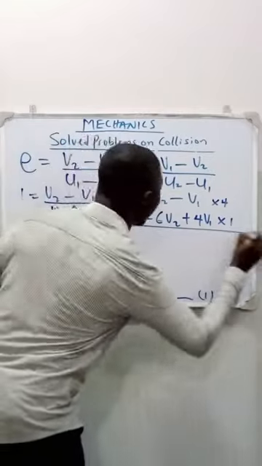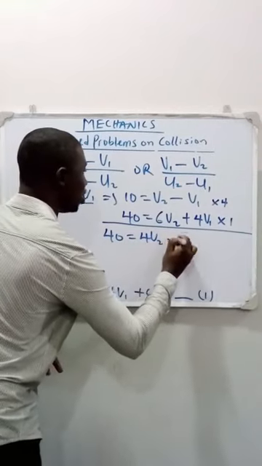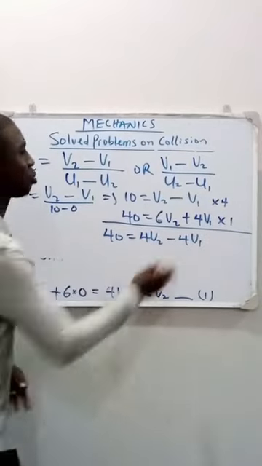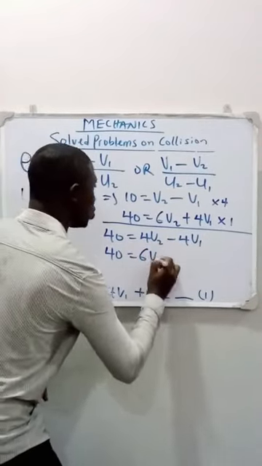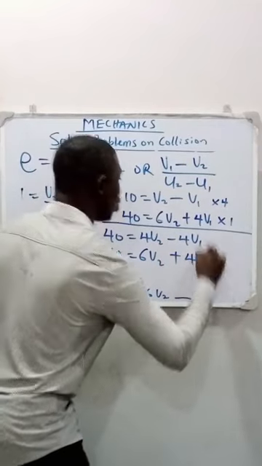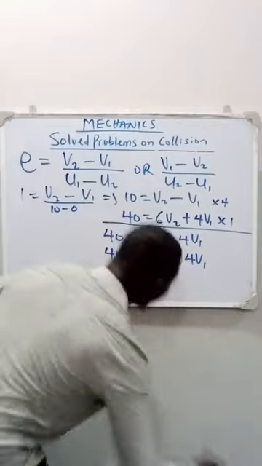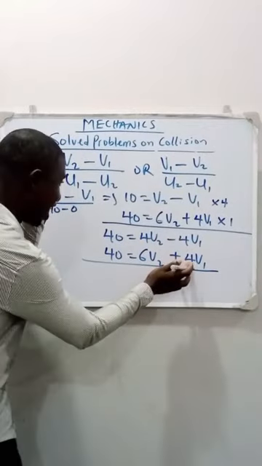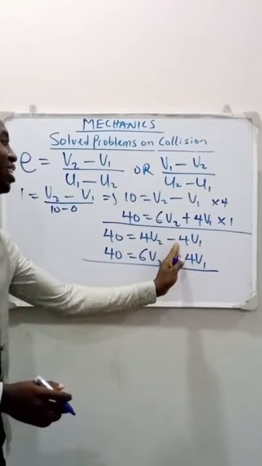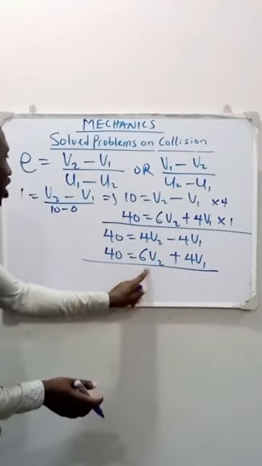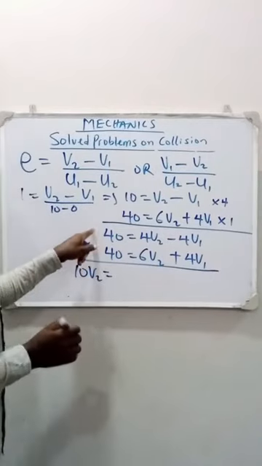If we do that, we are going to have 4 times 10, 40 equals 4v2 minus 4v1. Also, this second equation, I want to multiply everything by 1. I'm going to have 40 also equals 6v2 plus 4v1. So at the end of the day, we have seen that some terms can cancel when we add this together. Plus 4v1 minus 4v1, they are gone. That means I've eliminated v1. What is left? 6v2 plus 4v2 gives me 10v2 equal to 40 plus 40, which will give us what?